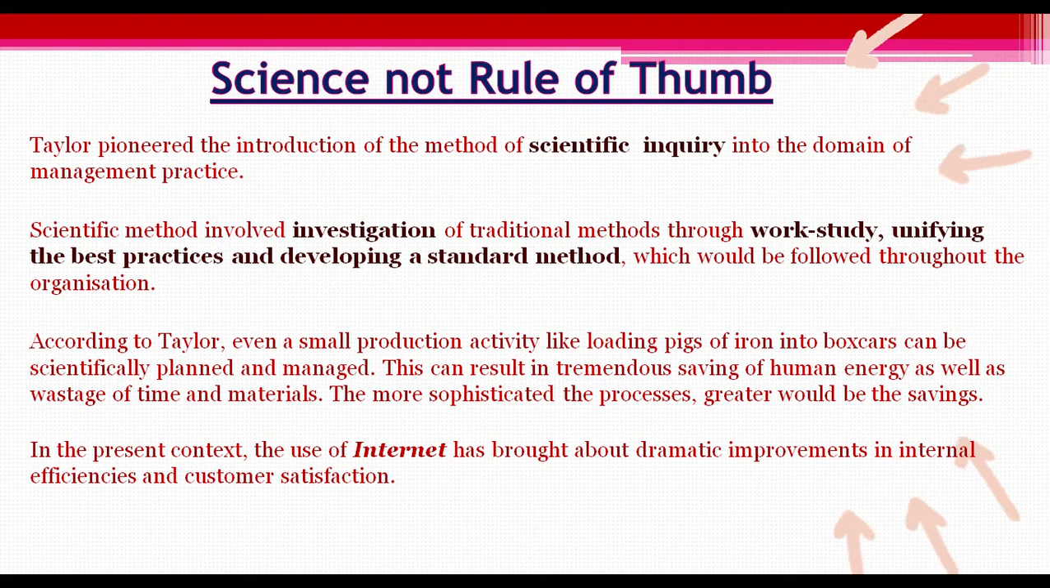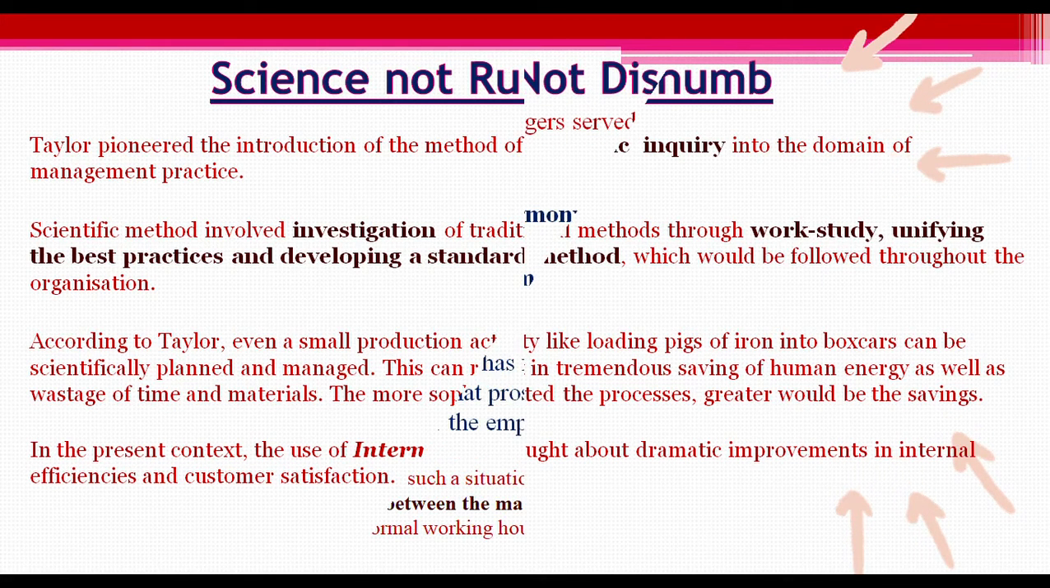Now, in the present context, the use of the internet has brought about dramatic improvements in internal efficiency and customer satisfaction. As you all know, we have automated machines and so much high-tech software and machinery. So it helps improve efficiency and it satisfies customers too, as we are heading towards quality and doing the work as per the benchmarks set.